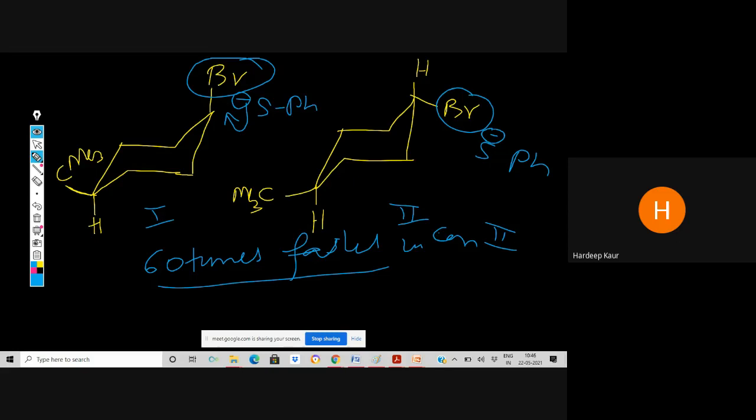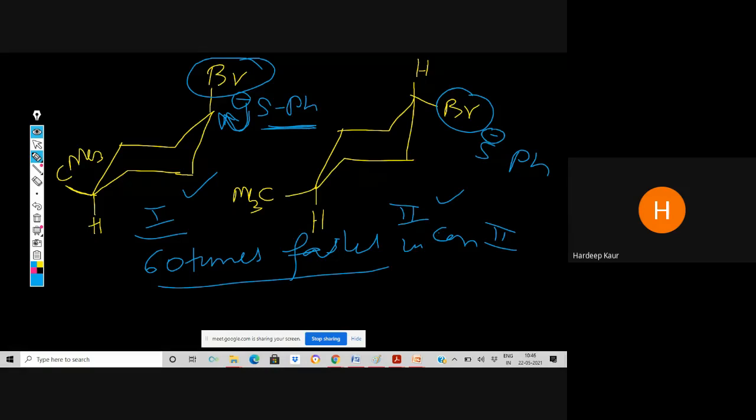So phenoxide ion, it will attack from backside. SN2 reaction 'ਚ ਕੀ ਹੁੰਦਾ ਹੈ, ਇੱਕ bond cleave ਹੁੰਦਾ ਹੈ, ਦੂਸਰਾ form ਹੁੰਦਾ ਹੈ. So here the attack of phenoxide ion is easy in case of conformation 1 than conformation 2, ਜਿਹਦੇ 'ਚ axial position ਤੇ bromine ਹੈ.